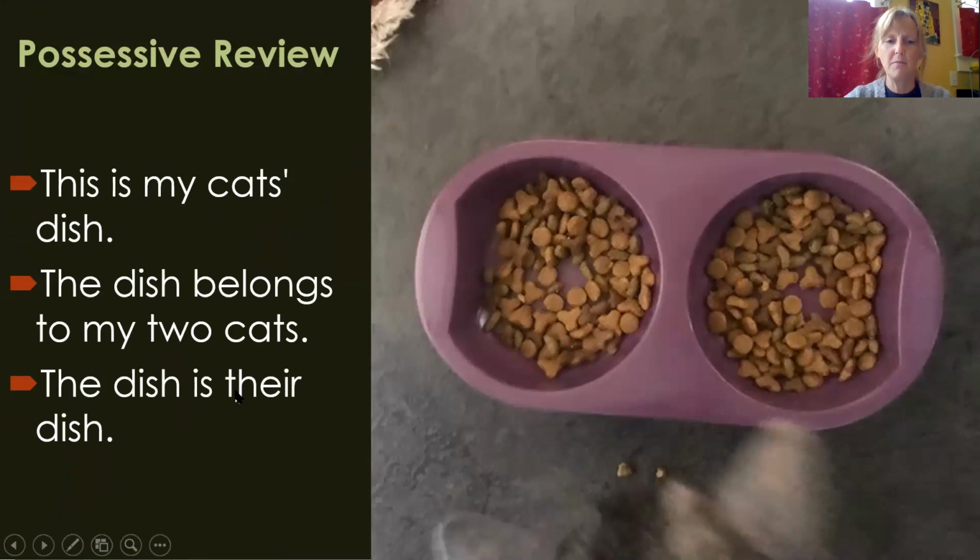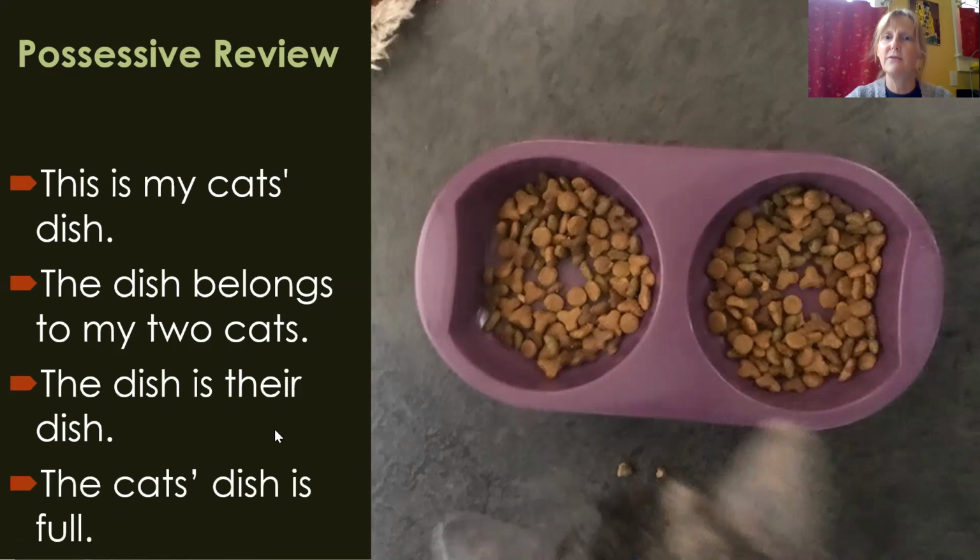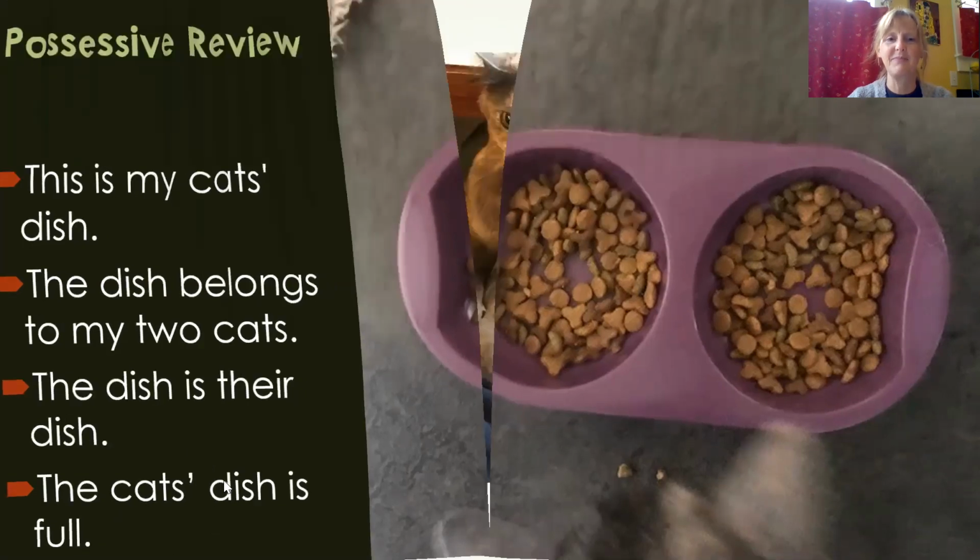This is an opportunity to remember that this form of their, T-H-E-I-R, is the possessive form, when we think about their and there. The cats' dish is full. Again, plural cats first, then apostrophe to show the possession.